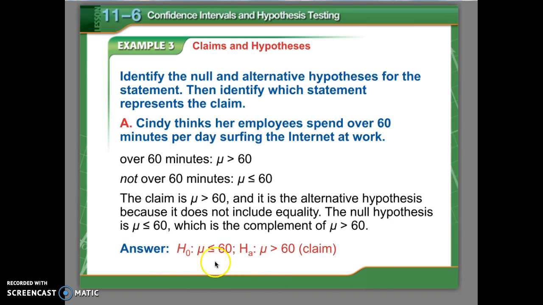So the way that what they have written here, H with a subscript of 0, that's how you say the null hypothesis. Null is an older way of saying nothing or 0. That's why they use hypothesis 0. And then the alternative hypothesis, they use a subscript of the letter A for alternative. So when you write your hypotheses, you need to be able to express them using this terminology.